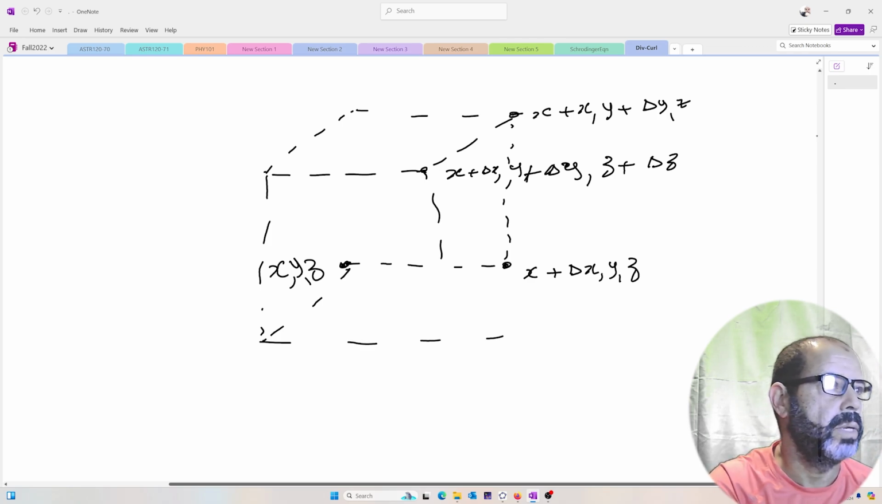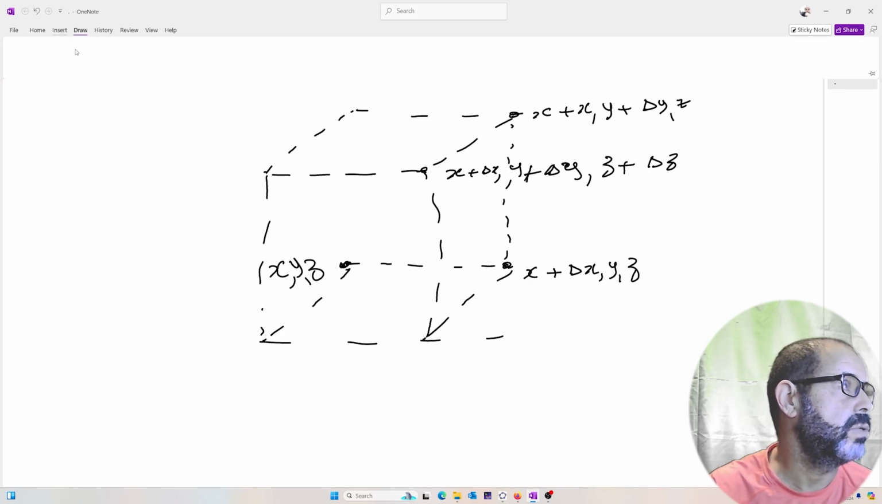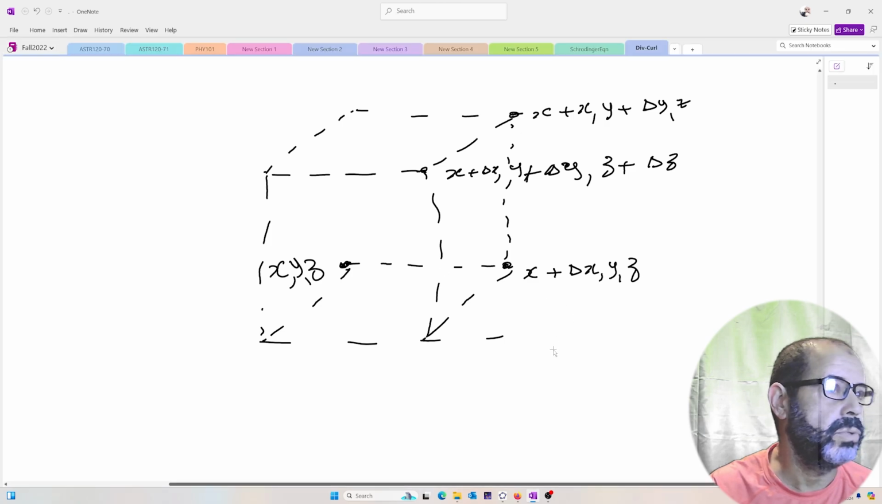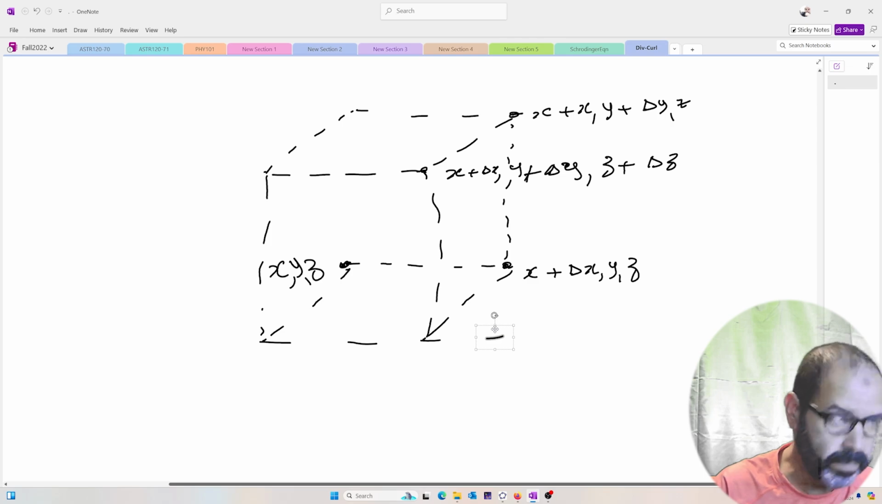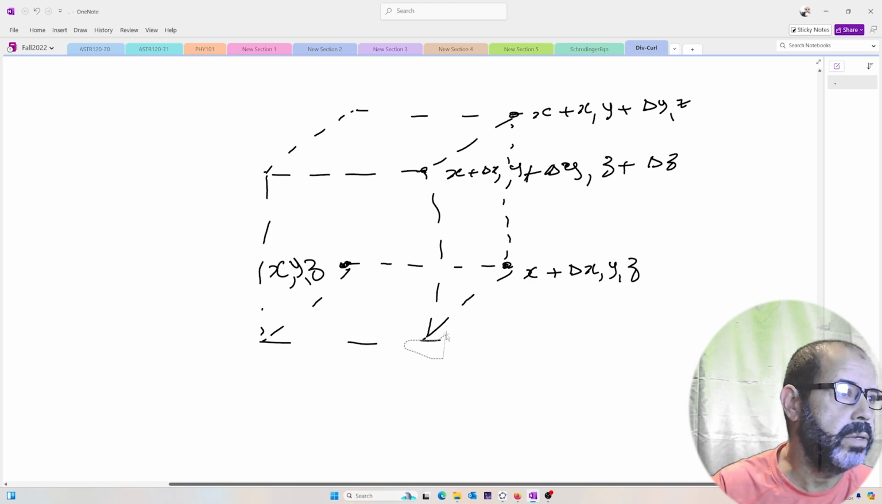Oops, up to here only, sorry. So this is my cube in here. Let me see if I can get my drawing tool in here. Lasso tool. Delete that part. Actually, delete this one too.